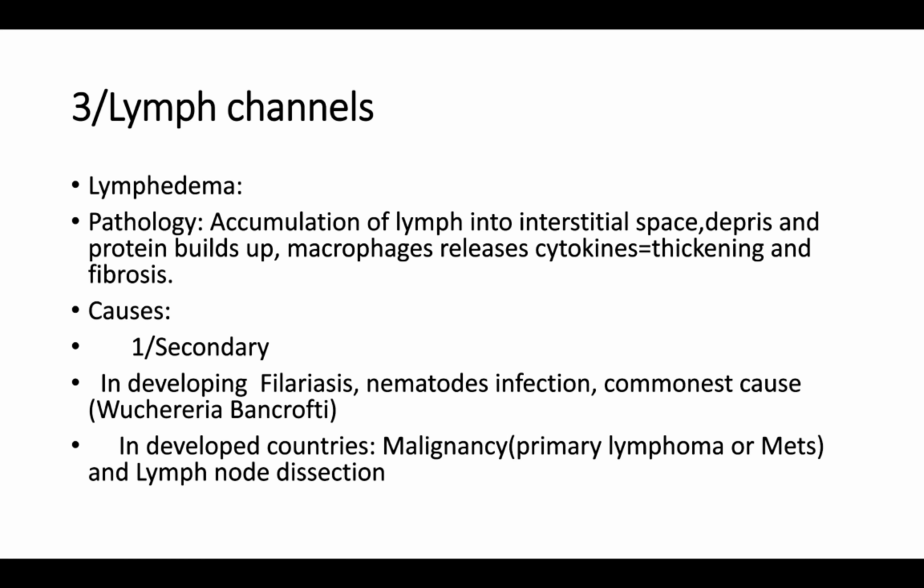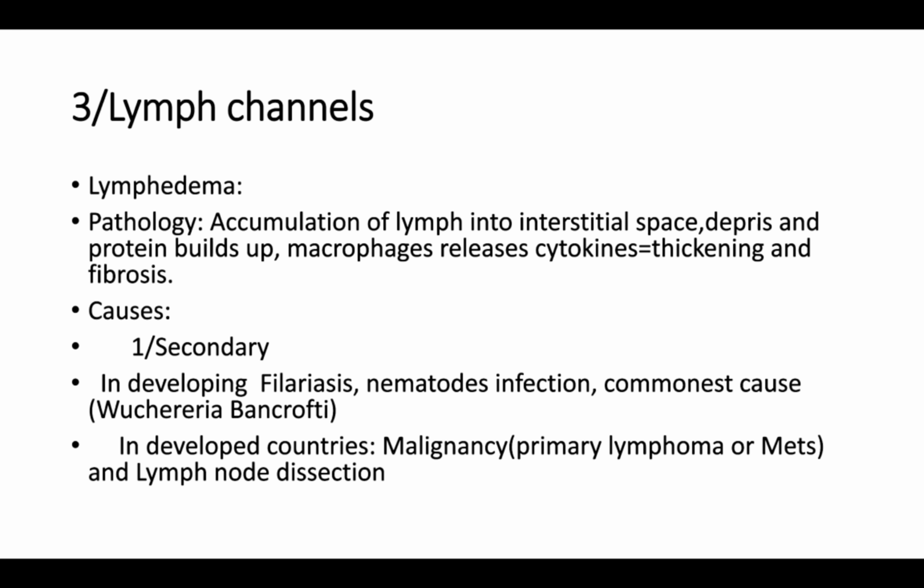And this lecture will finish with lymph channels. The most important pathology of lymph channels is lymphedema. Pathology: accumulation of lymph in the interstitial space, with accumulation of debris and protein buildup. Macrophages will come and release cytokines. This will lead to thickening and fibrosis. Causes are either secondary or primary. Secondary in developing countries is filariasis, which is a nematode infection.